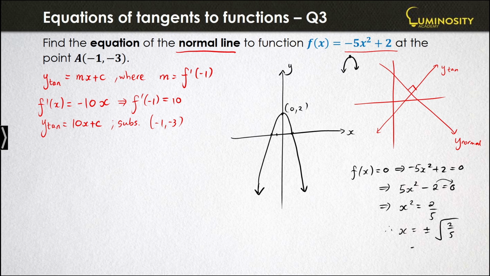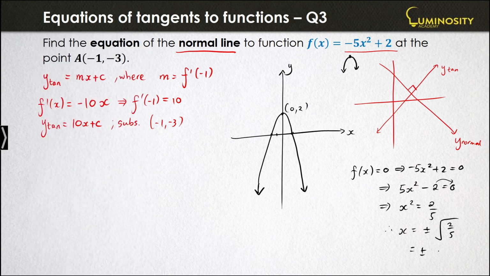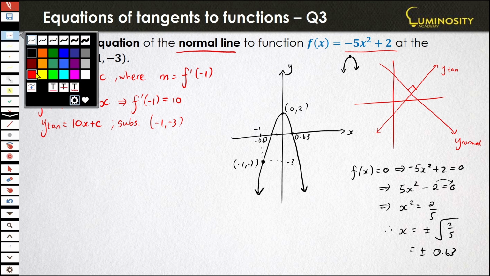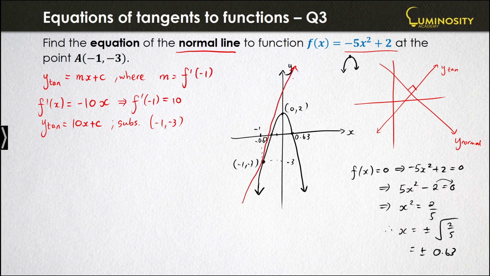So let's just get an idea of what that is. So I'm going to take the square root of 2 over 5. That's going to give me 0.63. So it's going to be plus or minus 0.63. So this is negative 0.63 and this is positive 0.63. So negative 1 is over here. And then the y value here is negative 3. So there's that coordinate, negative 1, negative 3. So what are we looking for? Well, first of all, we're finding the equation of the tangent line at that point.